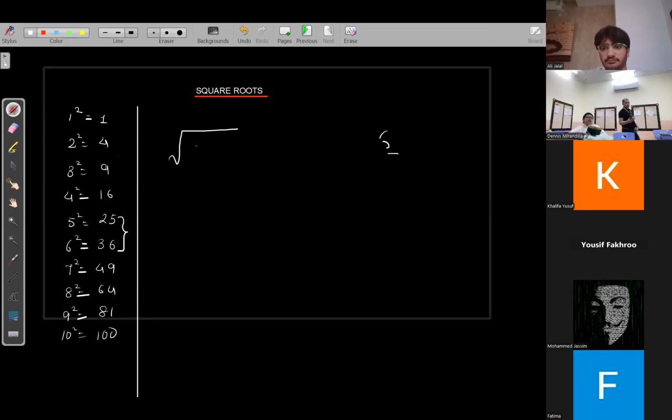Suppose you want to find out the square root of 7921. Okay. If 7921, can we club them in two parts, guys? Are you getting what I'm saying? Can we club them in two parts? So this is 1 and this is 2. Now look at 79.